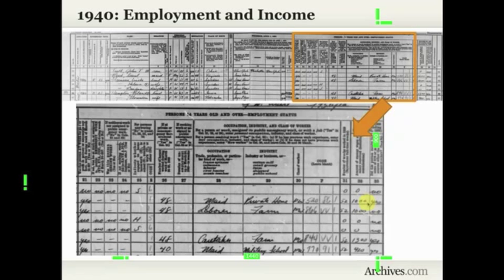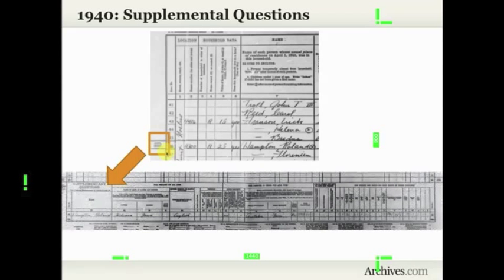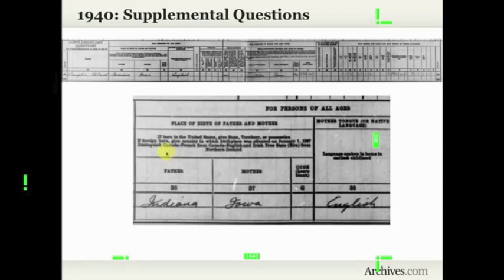Now, the 1940 census was the first one to ask additional questions to some people. So when you're looking at the 1940 census, take a look over on the left-hand side and see if your ancestor is on a line with this notation for supplemental question. And if he is, take a look at the very bottom of that page, because he was asked more questions. Take a quick look at some of these. It would ask about the birthplace of his father and mother and what his native language is.